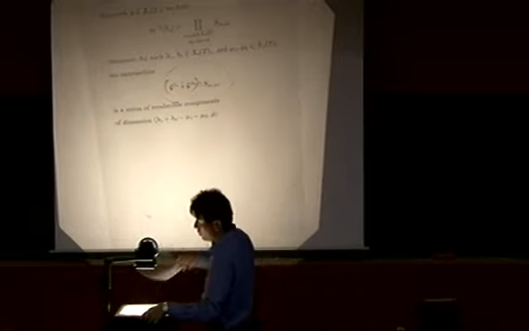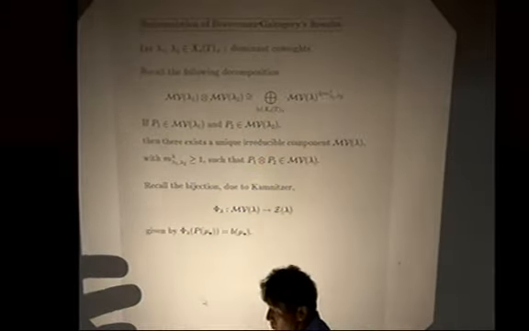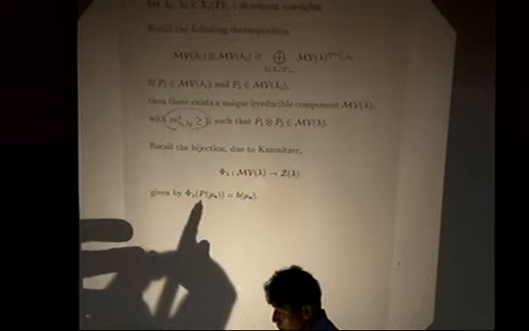So, in order to prove our first result, which is an estimate of tensor products of MV polytopes, we need some reformulation of Braverman-Gaitsgory's results. Let lambda 1, lambda 2 be dominant coweights. Recall the decomposition of the tensor product MV lambda 1 times MV lambda 2 into connected components MV lambda with multiplicity m lambda, lambda 1, lambda 2. If P1 is an element of MV lambda 1 and P2 is an element of MV lambda 2, then there exists a unique irreducible component MV lambda such that P1 times P2 is in this connected component. And also recall the bijection due to Kamnitzer from MV polytopes to MV cycles, given by P mu dot to B mu dot.